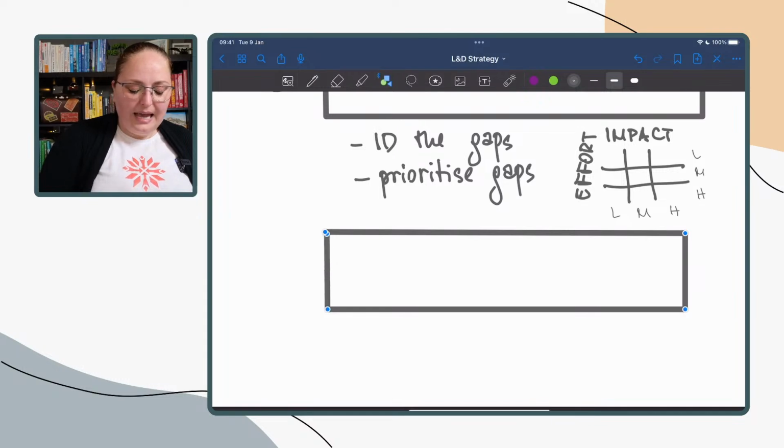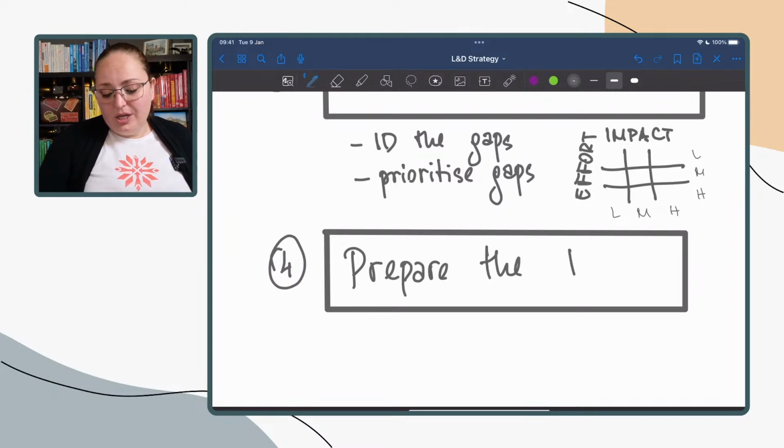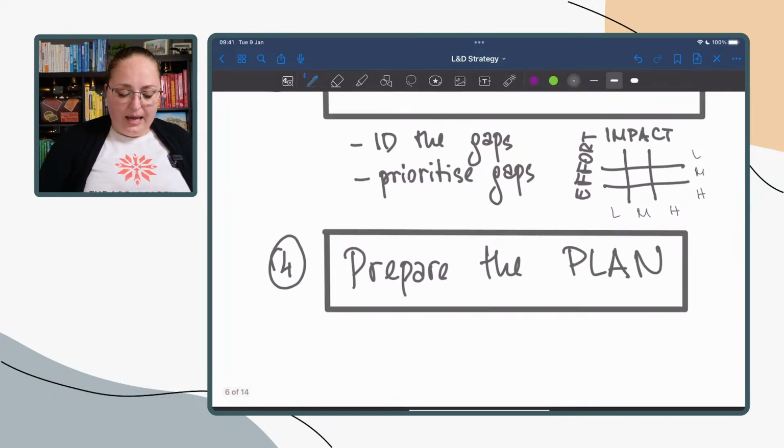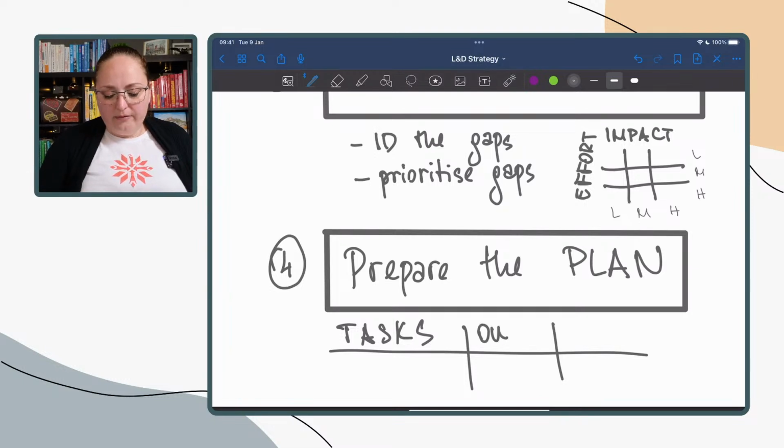And then finally, and this is probably the most important step, is where we prepare the plan or the strategy itself. Because essentially what you want to have here is your tasks, right? You want to know what it is that you're doing. You want to have an owner for each task, and you want to have some timelines. Okay, so when is the deadline for each of those?